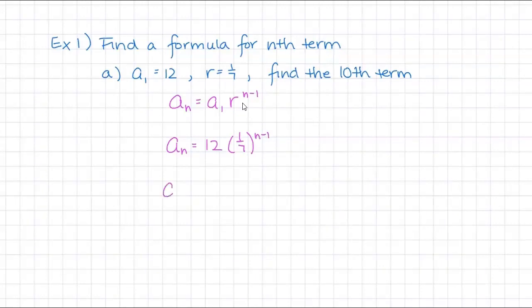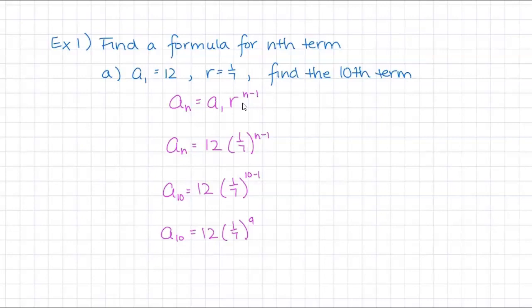And then if we plug in, in this case we want the 10th term. And actually, I should make that say a sub 10. So the 10th term is going to be 12 times 1/7 to the 10th minus 1. And if we work that out, we're going to have this. Now, these numbers do get crazy. Exponential growth, you know, it just grows really fast.